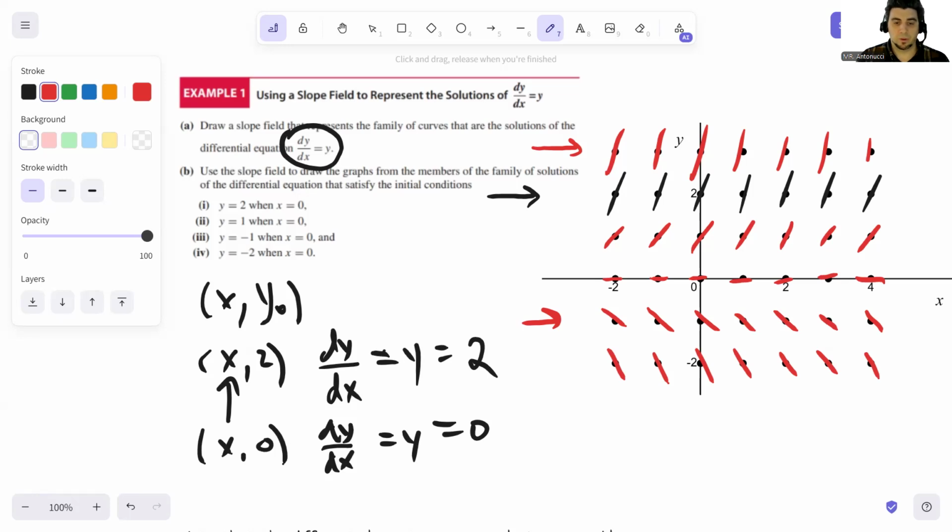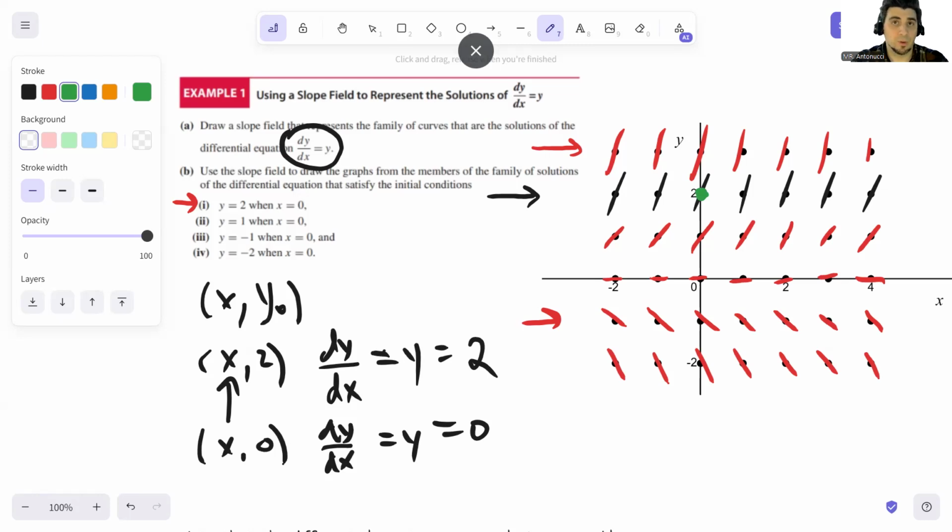All right. So in part B, we're going to use the slope field to draw the graphs of the members of the family of solutions of the differential equation that satisfy 4 different situations. So part 1 is when y equals 2 when x equals 0. If I look at that point, that's going to be this point right here, 0 comma 2, essentially.